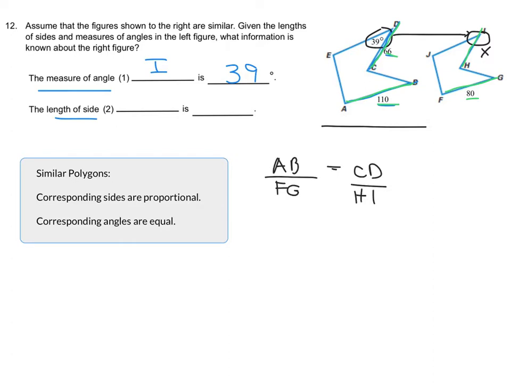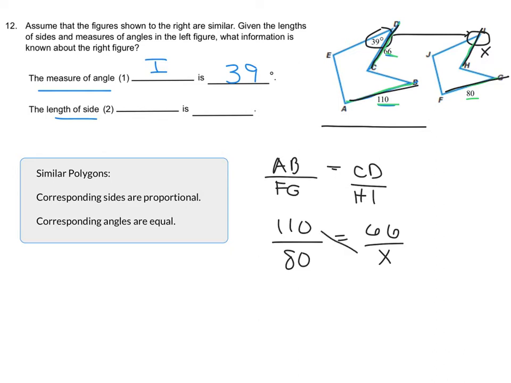So again, we'll look at the side of the left figure, which is AB, and this is 110. This is proportionate to the corresponding side FG, which is 80. So we'll write 110 over 80. That ratio is equal to the ratio of CD, which is 66, over HI. And we don't know the length of HI, so I'm going to call this X. Now we can solve this ratio by cross multiplication.